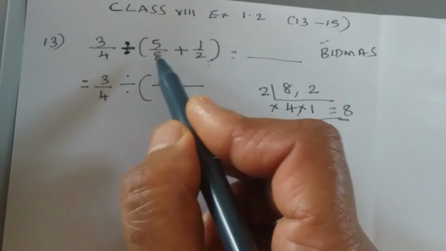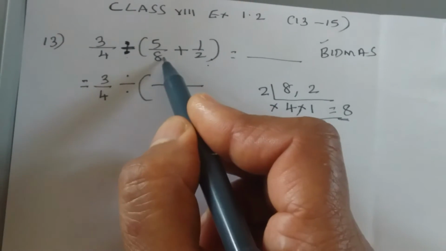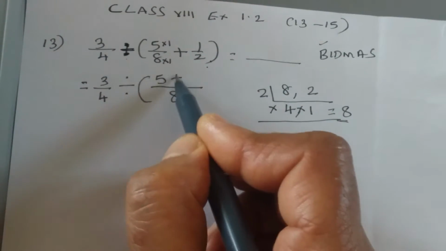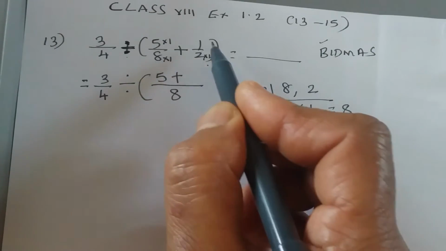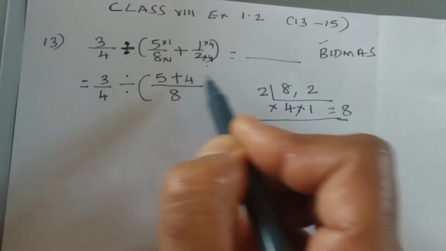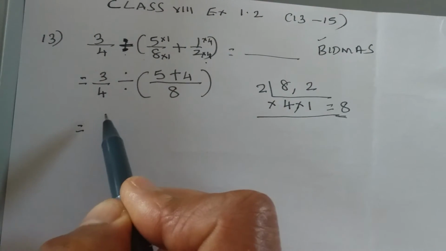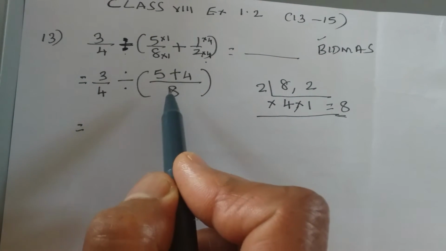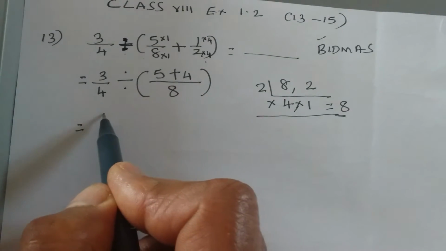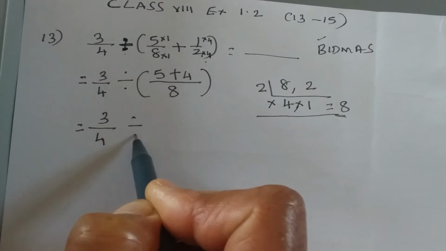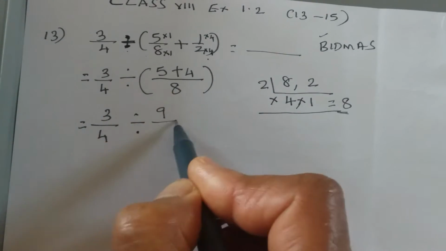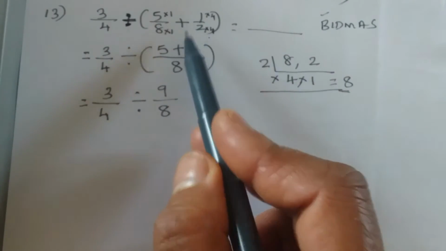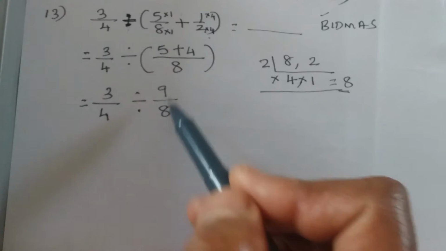So now we have to make the changes with the numerators. 8 into what is 8? 8 1s are 8, so multiply the numerator also by 1. 5 1s are 5, plus, 2 into what is 8? 2 4s are 8, so multiply the numerator also by 4. 4 1s are 4. Even now we cannot remove the bracket because it is not yet simplified to a single rational number. Addition is still there. So, 3 by 4 divided by, now 5 plus 4 is 9 by 8. Now the bracket can be removed because we have completed the addition and written the answer as one rational number, 9 by 8.